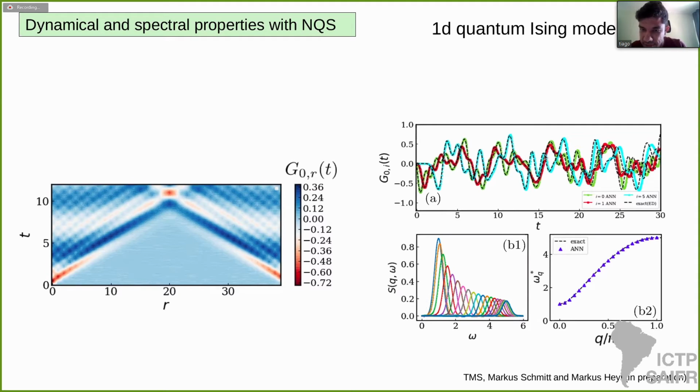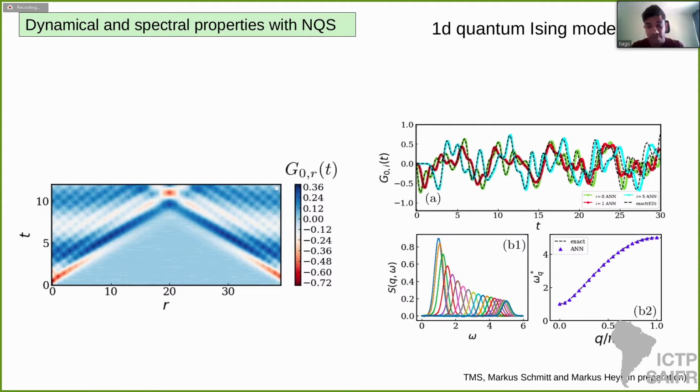So here I use this fluctuation dissipation relation to compute this dynamical structure factor, and here's the whole spectrum of the system compared with the exact result. For this model you can determine exactly this dispersion relation, so then you can compare.